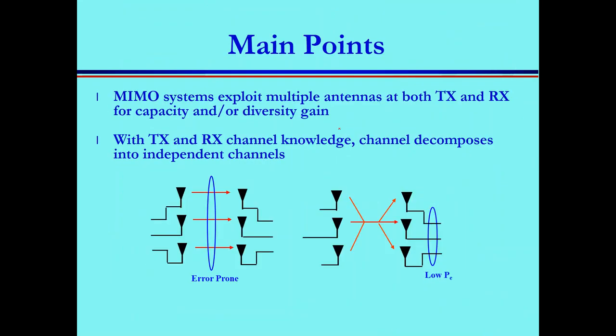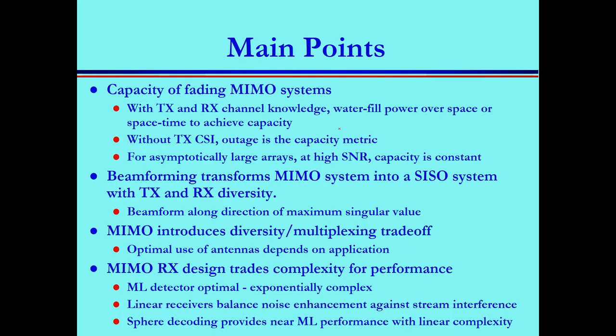So with this, we conclude our lecture with the main points that we have taken away from this. MIMO systems exploit multiple antennas at both transmitter and receiver for improving the capacity and providing diversity. With transmitter and receiver channel knowledge, the channel decomposes into independent channels, which means there is no inter-channel interference between them whatsoever, but still we cannot provide significant diversity.